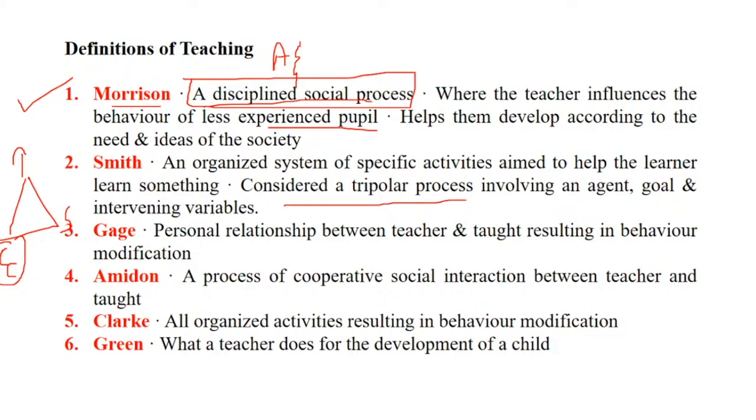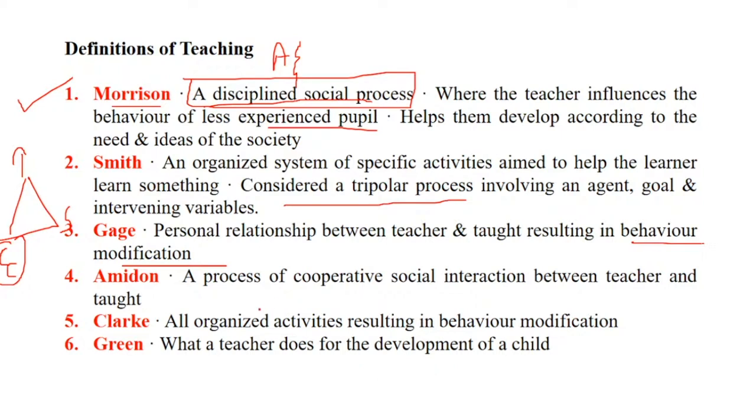Then, a personal relationship between teacher and taught resulting in behavior modification. Now you have this question many a time: teaching results into what? The teacher helps the student in modifying, it means modification of behavior. When we say modification, it is an overall development in the personality of the child. So this question also you have got. See, from definitions also how the questions can come.